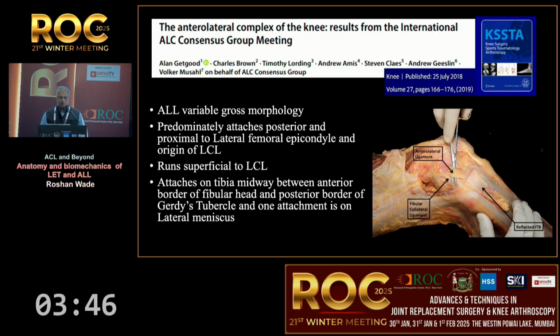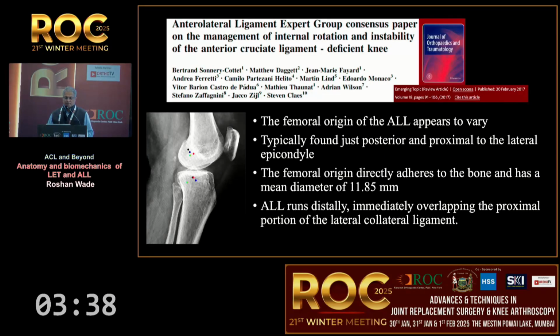The only part which is debatable is the femoral attachment. Certain researchers say it's proximal to the lateral collateral, or lateral epicondyle, where the lateral collateral originates. So, Sonnery-Cottet typically found it posterior and proximal to the lateral epicondyle as its femoral attachment, and this origin directly adheres to the bone, with a mean diameter of around 11.85 mm. This is very important because whenever you are reconstructing the ALL, you have to reconstruct this ligament in a similar fashion. Remember, it's not very deep, it's very superficial and close to the tibial joint, and from there it goes to the attachment to the lateral collateral ligament, anterior and proximal.